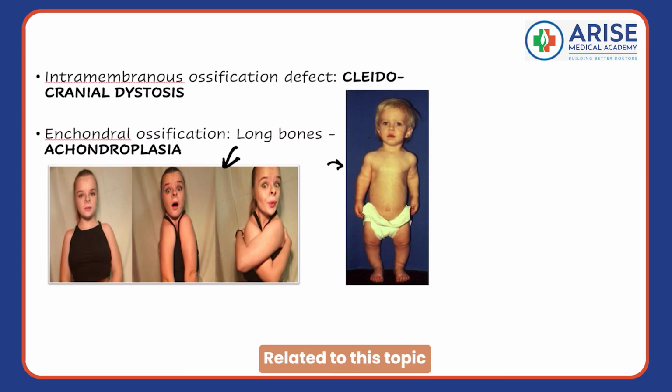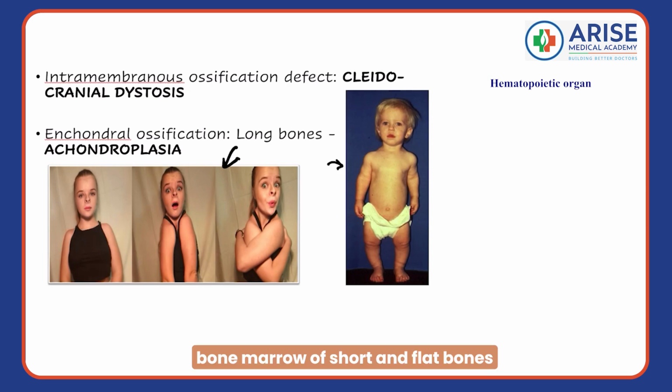Related to this topic, related to bone, we can learn some more topics. If I ask you, in an adult, what is the hematopoietic organ? You can say, sir, bone marrow. Fine. Bone marrow of short bones or long bones? You can say, sir, long bones only? No. Bone marrow of short and flat bones.